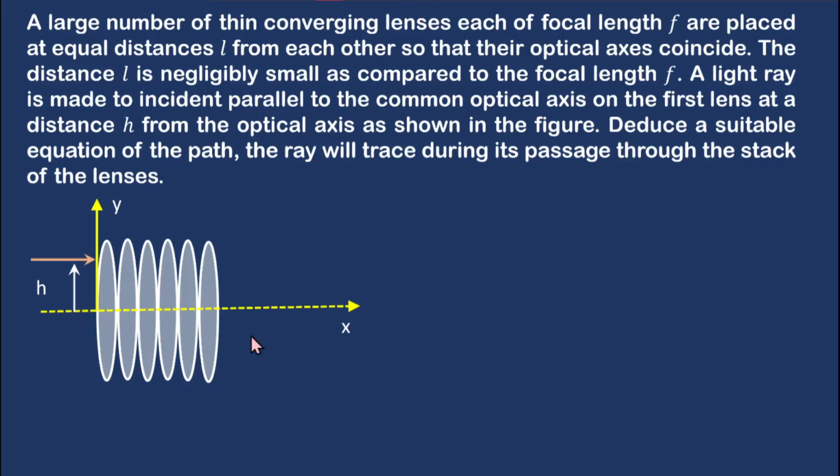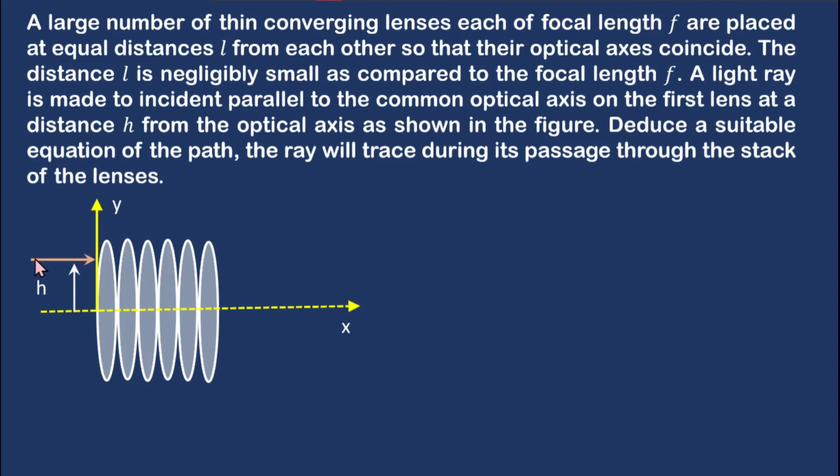Hello students. In this question, it is given that there are a large number of very thin and converging lenses of focal length f each, and these lenses are placed just like that. There are a very large number of lenses, one after another, and there is a light ray that is passing through this assembly of lenses parallel to the principal axis of this lens at a distance h from the lens, right?